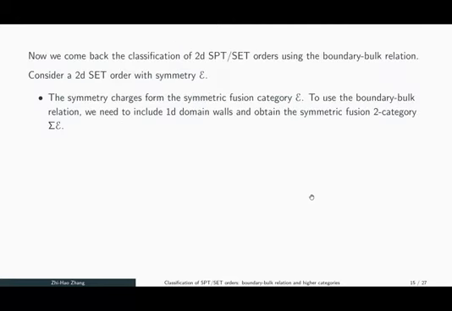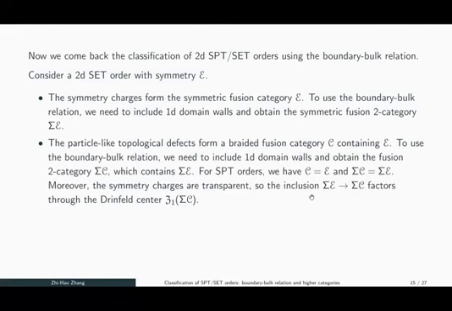Okay, so we can come back to the classification of 2D SPT or SCT orders using the boundary bulk relation. If we have a 2D SCT order with a symmetry given by a symmetric fusion category E, the symmetric fusion category is just the category of symmetry charges. But now we need to use a boundary bulk relation, so we try to include more 1D domain walls. They are the condensation descendant of the symmetry charges. And now we have a symmetric fusion 2 category, sigma E. And we still consider the particle-like topological defects. They form a braided fusion category C, and C contains E.